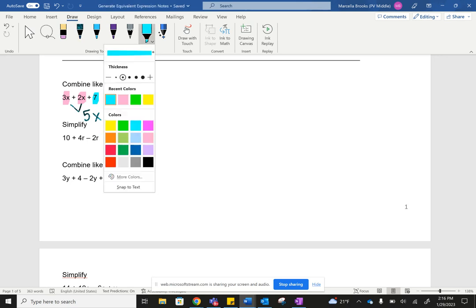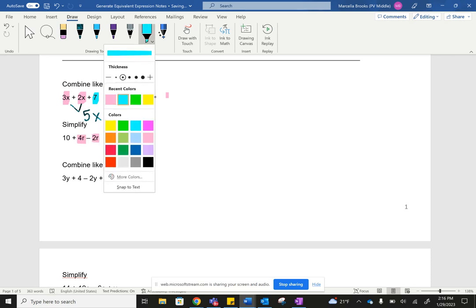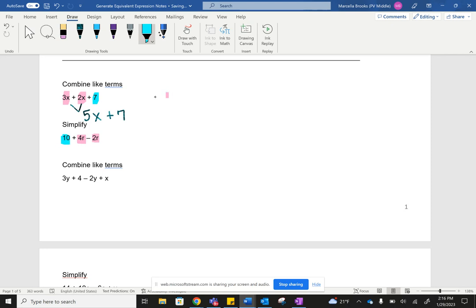I'm going to use highlighters on all these. So I have 4r and 2r. Those are like terms. And then I have 10 all by itself. So if I combine like terms, this will look like 10. And look, it has 4r minus 2r, so we're actually going to do minus there. So 4r minus 2r is 2r. So it's going to be 10 plus 2r.